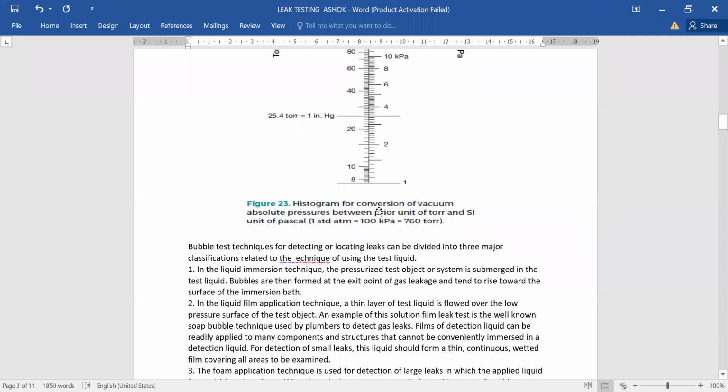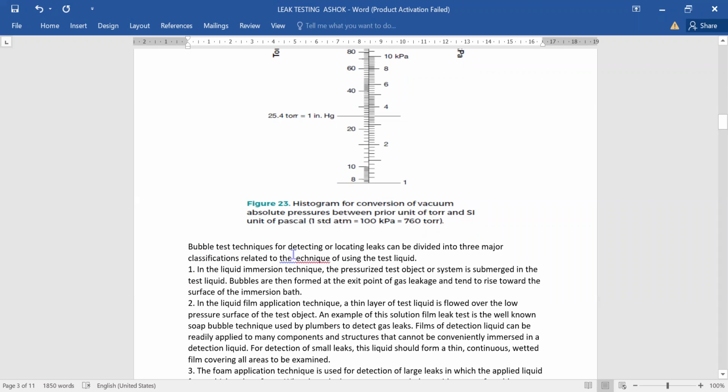This is the histogram for conversion of vacuum absolute pressure between the unit of Torr and the SI unit of Pascal. One standard atmosphere is 100 kPa, or 760 Torr.